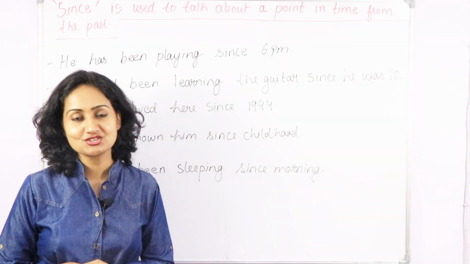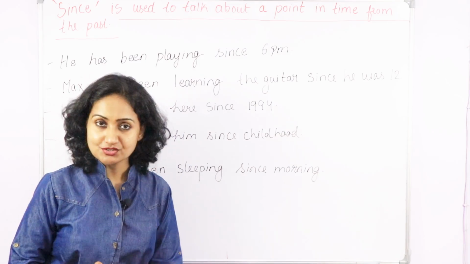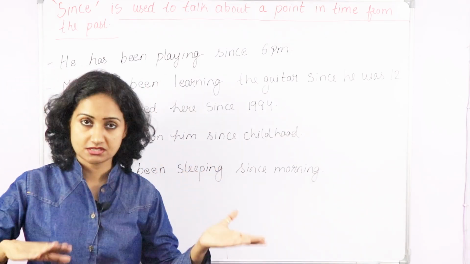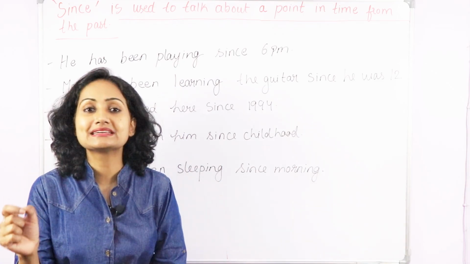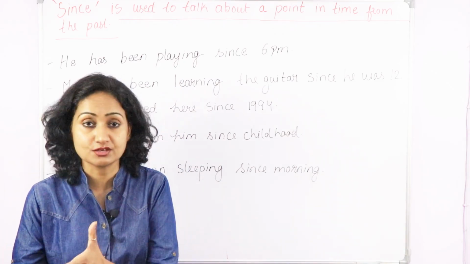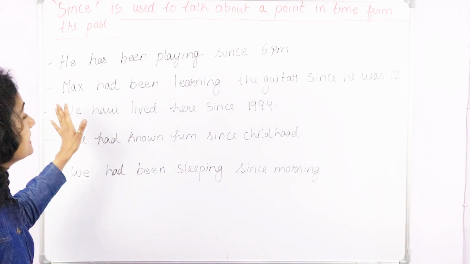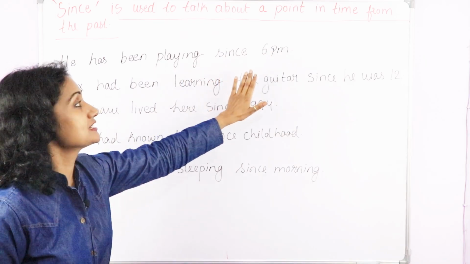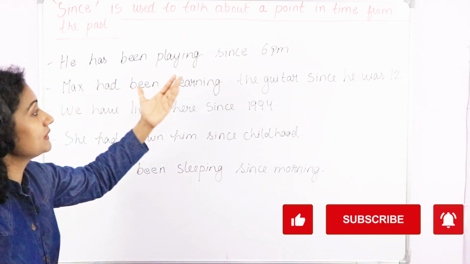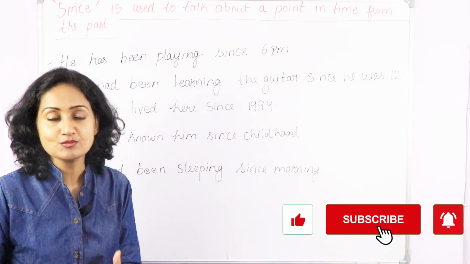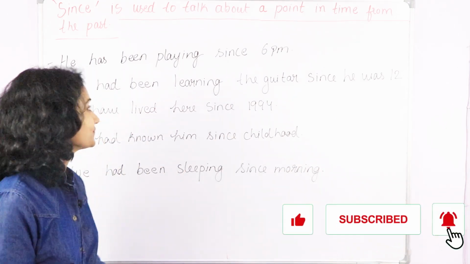The next preposition is since. Since is used to talk about a point in time from the past. So it talks about the exact time when the action started, when something started. For example, he has been playing since 6 p.m. So he started to play at 6 p.m. So it tells the exact time when the action started.